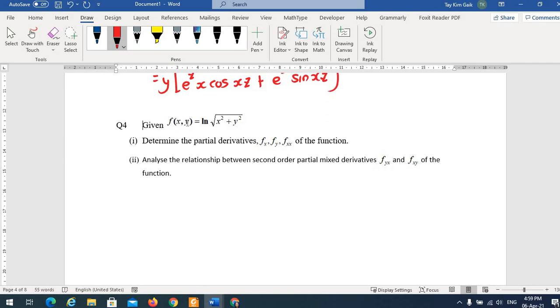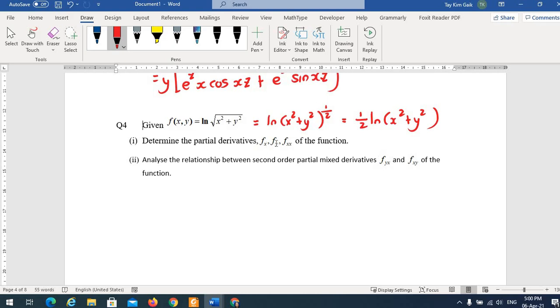Question 4, given f(x,y) is ln square root of x squared plus y squared. This one, you can change it to ln of (x squared plus y squared) power half. Using the logarithmic formula, this becomes half ln of x squared plus y squared. The power half we can bring in front of the ln, so it will be easier. You simplify the ln function using the logarithmic formula, then you can easily differentiate it. So ln square root of x squared plus y squared can be changed to half ln of x squared plus y squared.